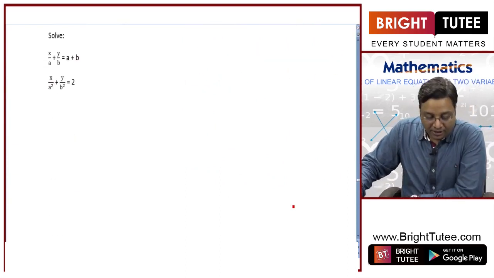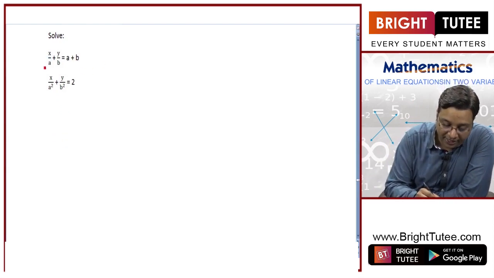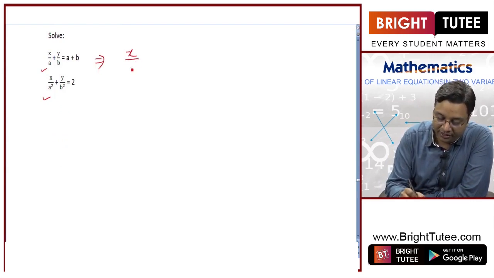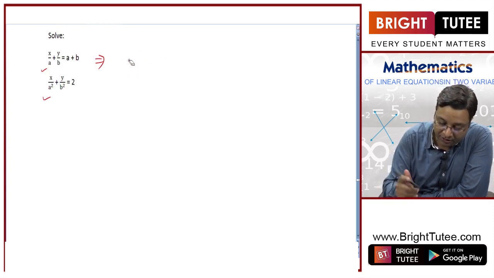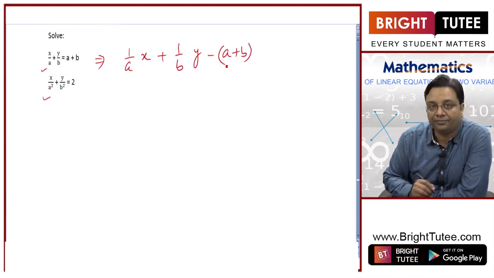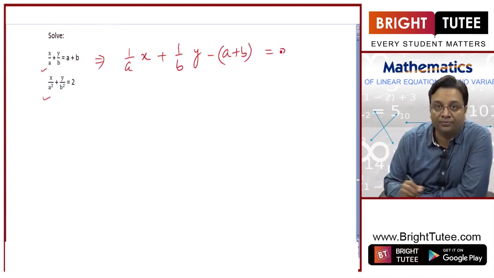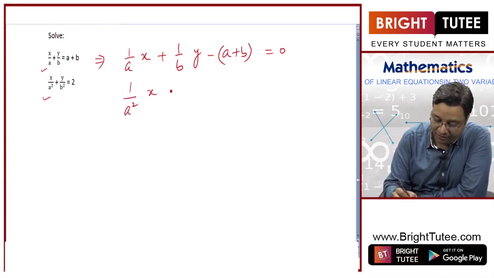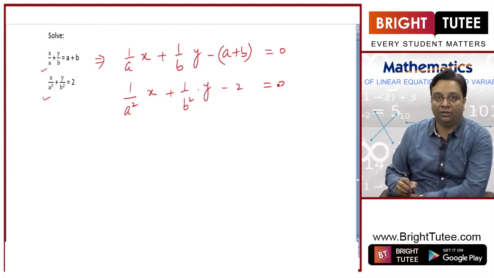Okay. Here the coefficient of x in this equation is 1 by a, and in this it is 1 by a square. So, if I write it in standard form, I can write it like this: x by a, or if I need to show you the coefficient separately, you can write it as 1 by a x plus 1 by b y minus a plus b, and it is equal to 0. Okay. Similarly, this equation you can visualize like this: 1 by a square into x plus 1 by b square into y minus 2 equal to 0, right.